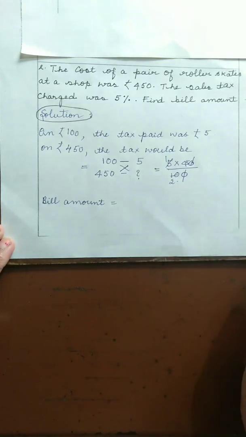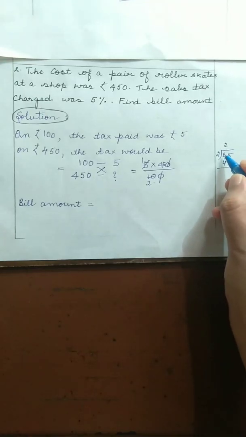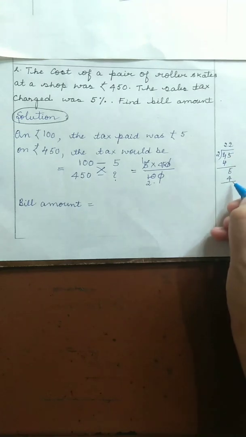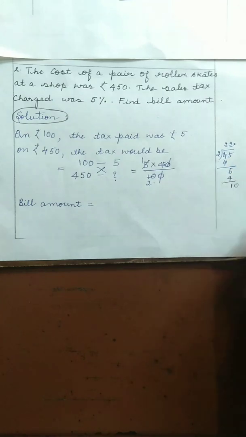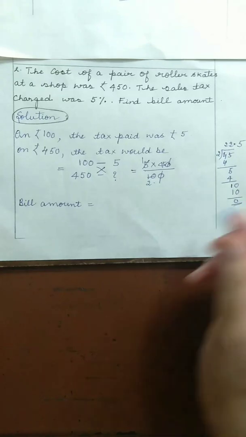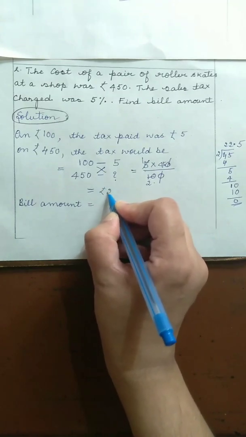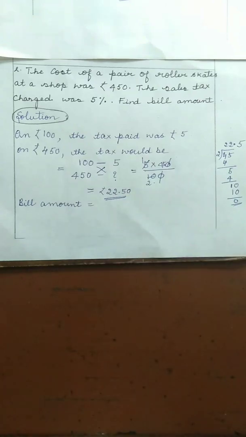Therefore, 45 by 2. On simplification, 2 twos are 4. We have 5 here, 2 twos are 4, 5 minus 4, 1 is remaining. Put the decimal point, take 0 since 1 is lesser than 2. So, 2 fives are 10. Therefore, on rupees 450, the tax would be rupees 22.50.